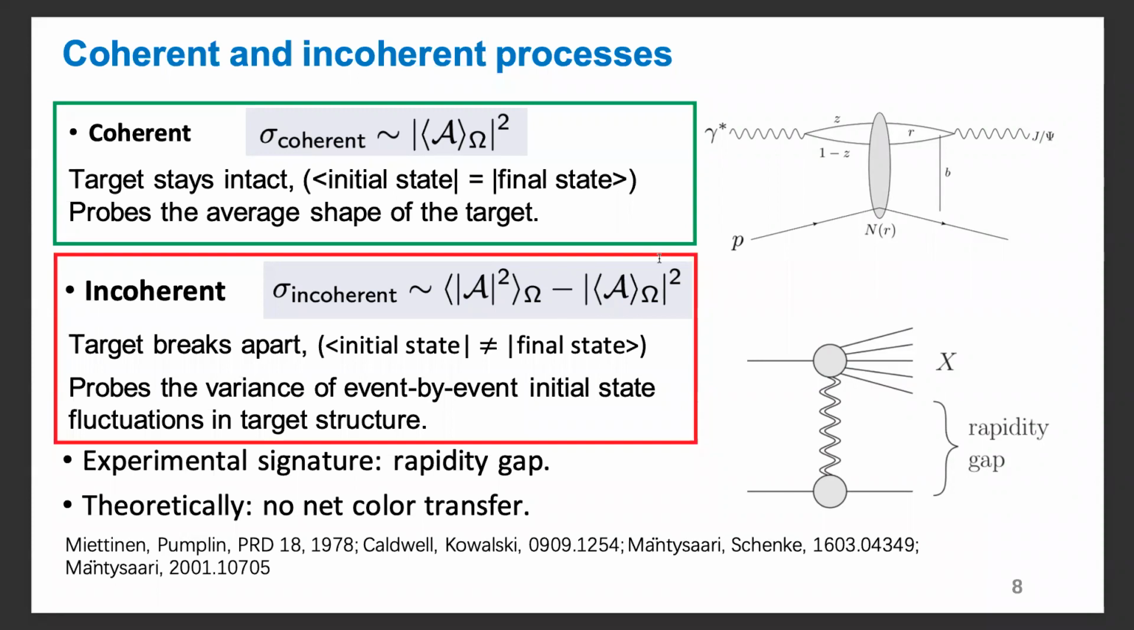And for the diffractive process, the signature is the rapidity gap, which I already described. For example, this is the target and its breakup. Here there are many particles in the final state, but here is a rapidity gap from the vector meson production. And on the theoretical side, there is no net color transfer. As I described, since the final state is a color-neutral object and the initial state is a color-neutral object, there is no net color transfer between the dipole and the target.